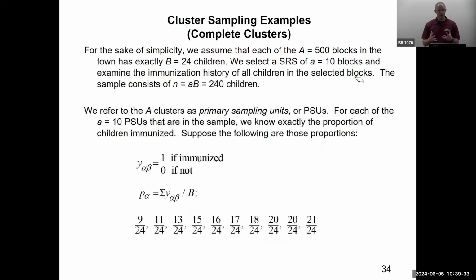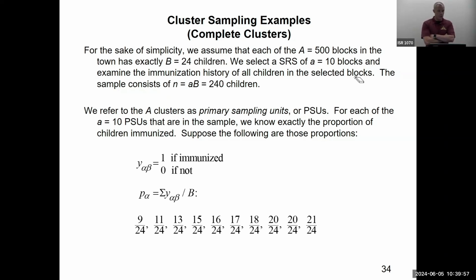But let's think about, we saw that simulation study earlier where we looked at the effects of cluster sampling on the sampling distribution. Let's look at some actual data here and see what happens in terms of that design effect. So let's assume that you have a town with 500 blocks in total within that town, something like the city of Detroit or something, with a very large number of blocks or neighborhoods.